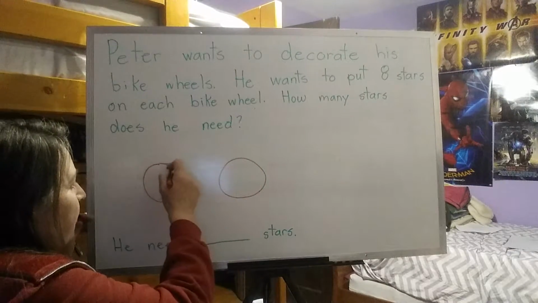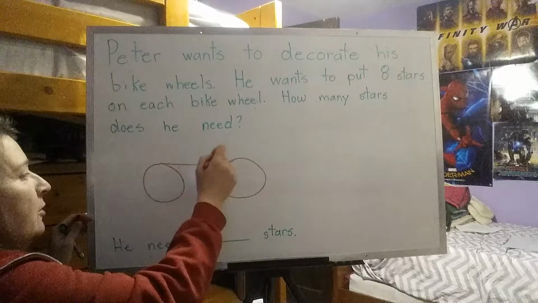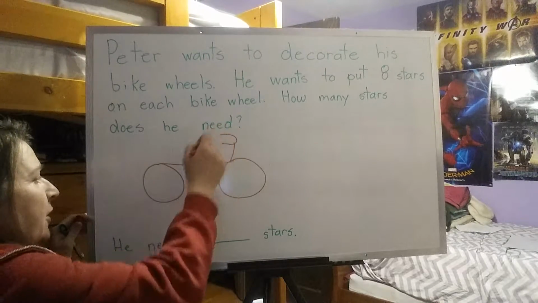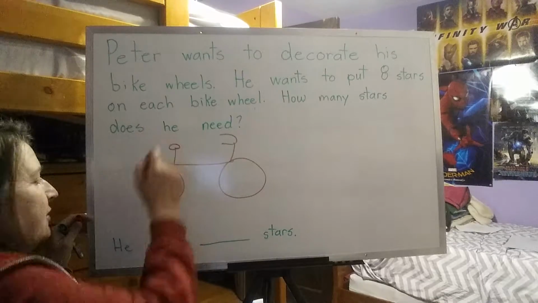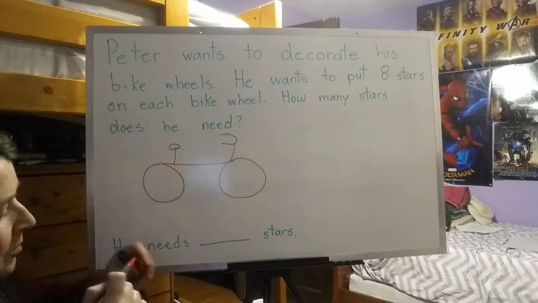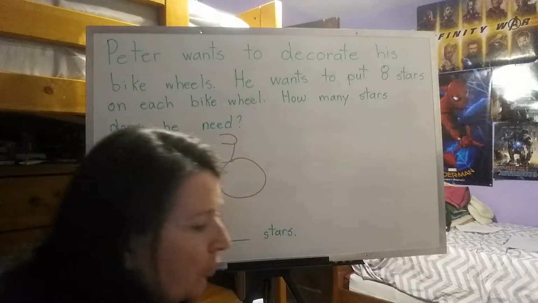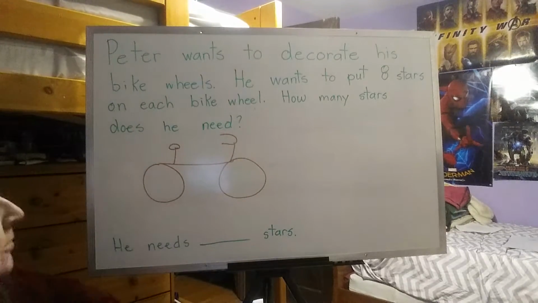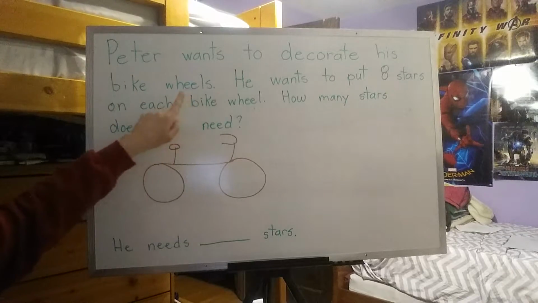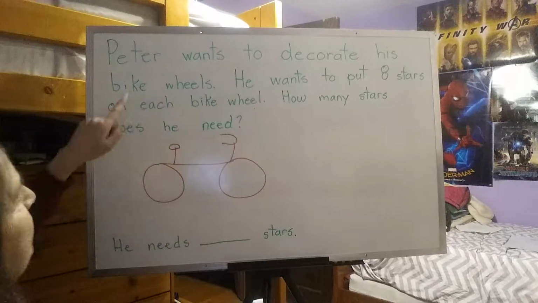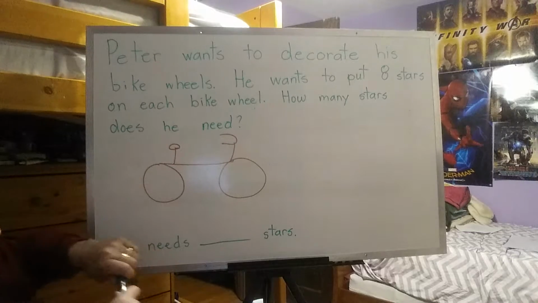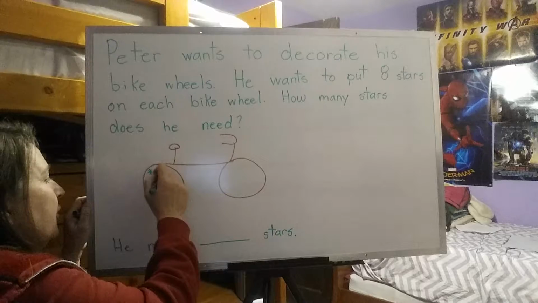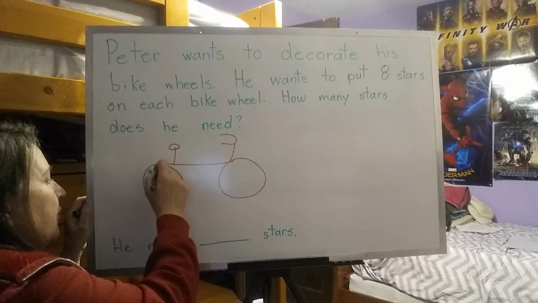Once again, it's not about drawing a perfect picture of a bicycle. If you like to draw a really good picture of a bicycle, that's fine. But the important thing is that we can see how many wheels we're dealing with. What do we want to put on each wheel? He wants to put 8 stars on each bike wheel. There's a star. There's a star.